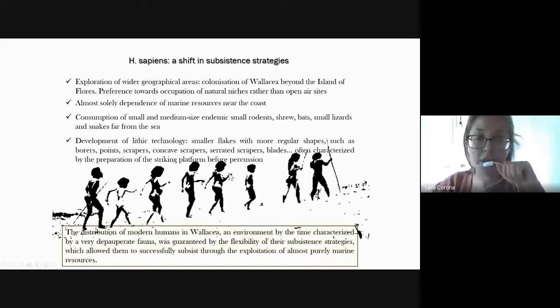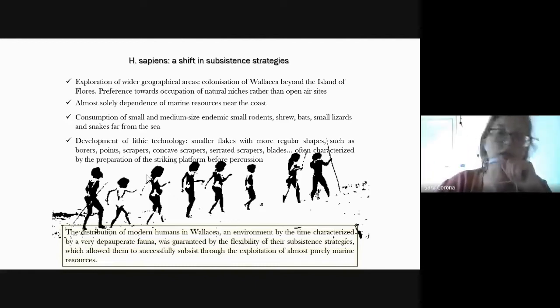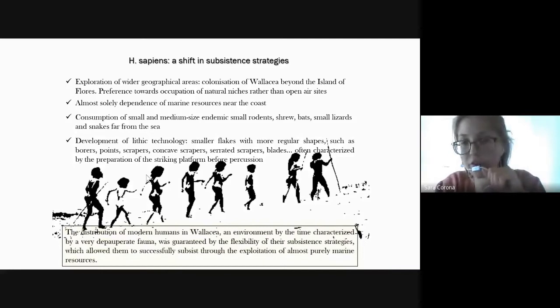And we're finishing, so we can say the consensus about the settlement, dispersal, and subsistence of anatomically modern humans in Wallacea, which at the time was an environment characterized by a very depauperate fauna. We are covering a time span, according to whole theories, which goes from 60,000 years ago to 40,000 years ago. This dispersal was guaranteed by the fact that anatomically modern humans were very flexible in their subsistence strategies, and this allowed them to successfully subsist through the exploitation of almost purely marine resources.